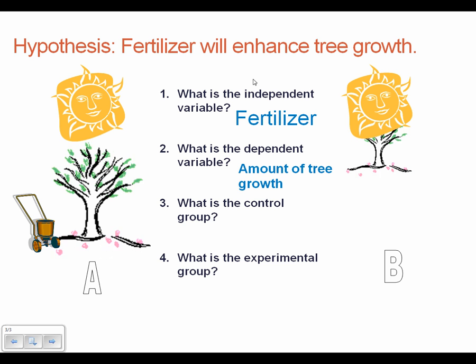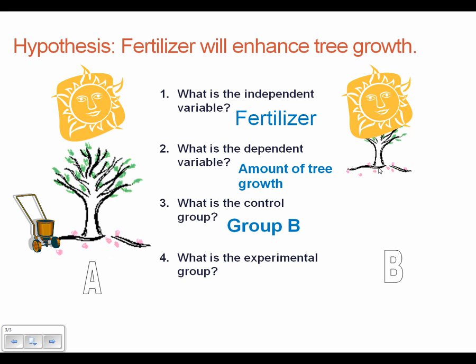Now, we're looking at a controlled experiment. Therefore, we should be able to identify the control group along with the experimental group. The control group is the group that's not being tested. It's under normal conditions. So the group here between A and B that's not being tested, that's under normal conditions, happens to be Group B.